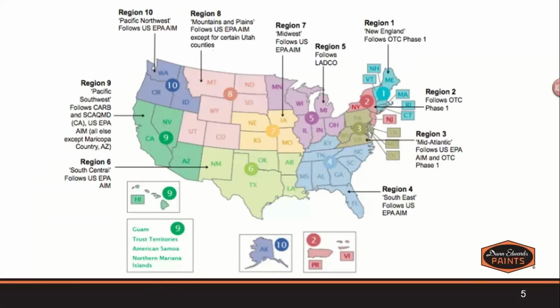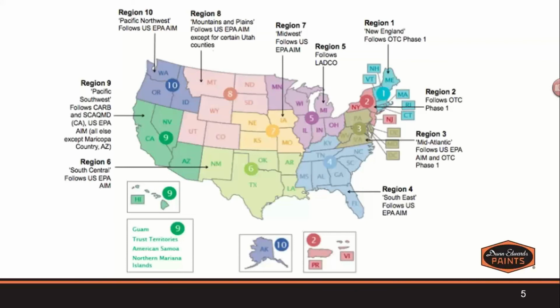Here's a map that I actually created as part of my thesis work. So this was done back in 2015, so some of this might not be completely accurate, but the EPA broke down the US into 10 different regions. And some of these regions, like I said, adopted their own air emissions and regulations.